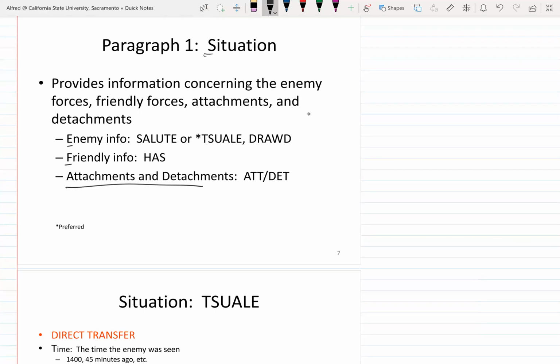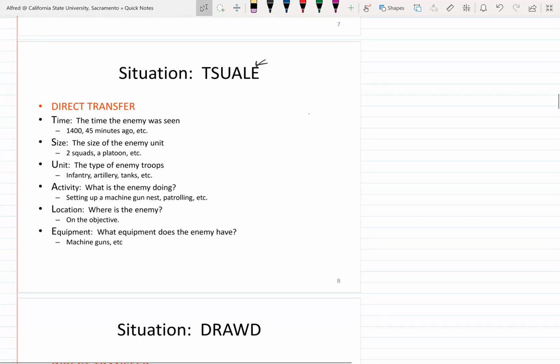For the enemy, you can think of it in terms of SALUTE, but it's much better to think about it in terms of T-SWALLY, and you'll see why in a second. T-SWALLY is just a mnemonic device for remembering each of these letters. And then DRAW-D is another one. I'll go over that in a second. I have it right here on the next slide. Friendly information, attachments and detachments, right? So for T-SWALLY, this is the enemy, right?